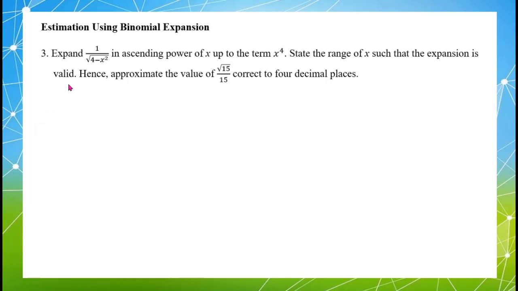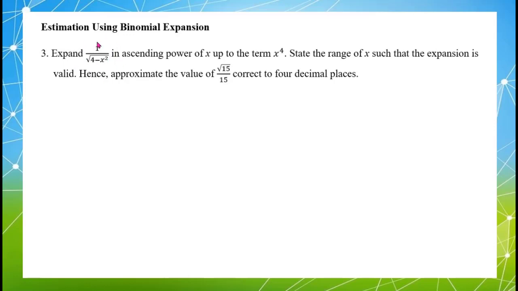Now let's look at this question. Expand 1 over square root of (4 minus x squared) into ascending power of x up to the term x power 4. State the range of x such that the expansion is valid. Hence, approximate the value of square root of 15 over 15, correct to 4 decimal places.